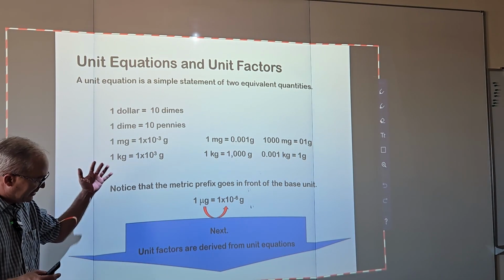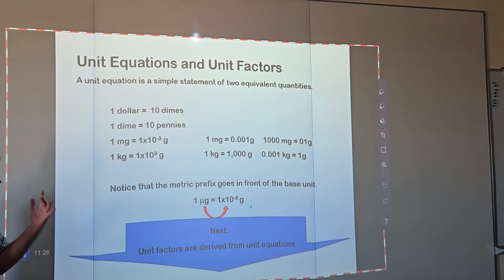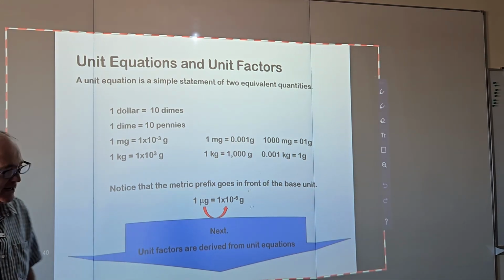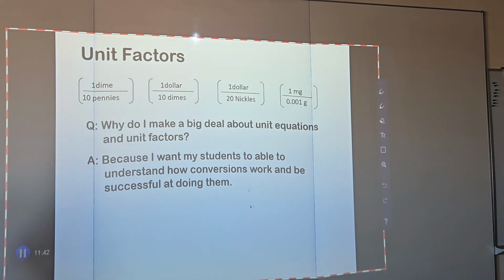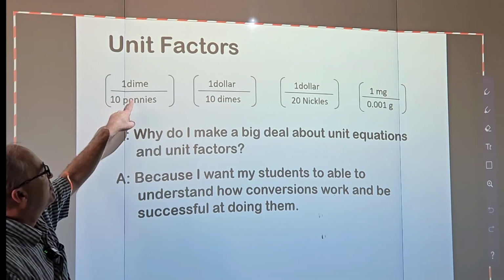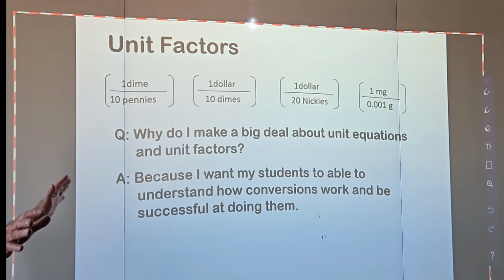So these are nice, and you might be able to say them like there's 12 eggs in a dozen, 144 bottle rockets in a gross of bottle rockets, 24 beers in a case perhaps, all those great things. But more importantly, what comes from a unit equation is a unit factor. So for each one of those equations, I've divided both sides by one of the units.